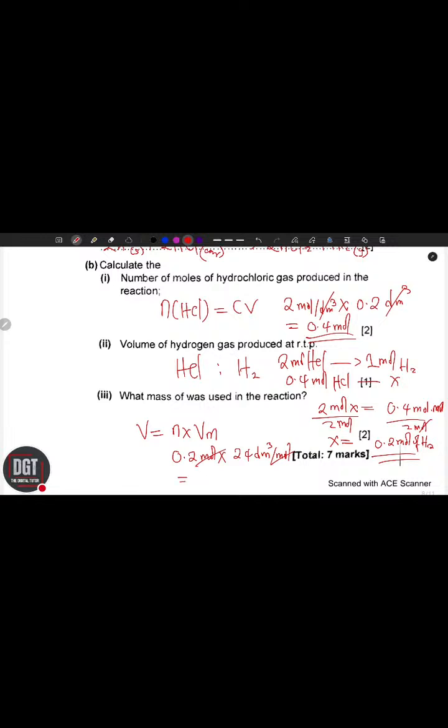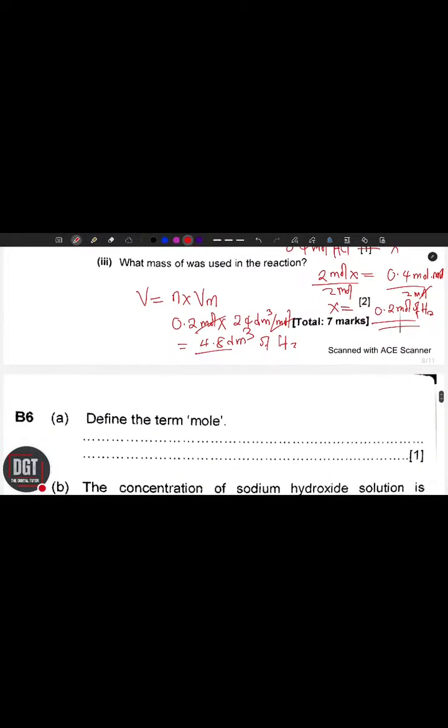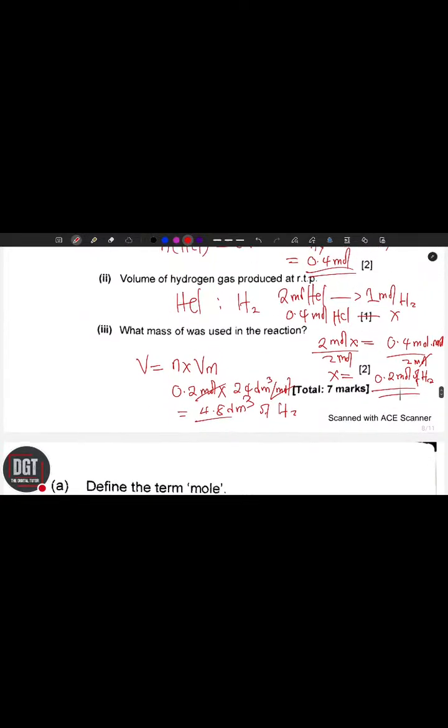0.2 multiply 24. Let me hear from you. What is the answer if you multiply by 24? It should be 0.48. Is it 0.48 or 4.8? I mean, 4.8 decimeter cubed of hydrogen gas. Is it what you found? Okay, 4.8. I can see Willa and P.